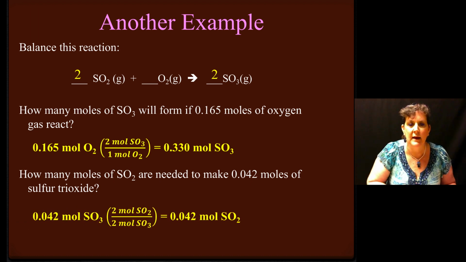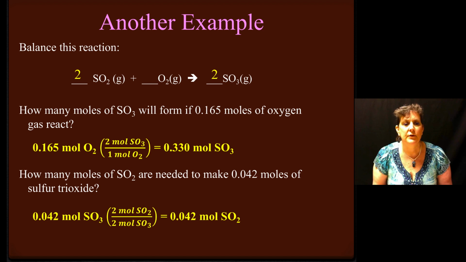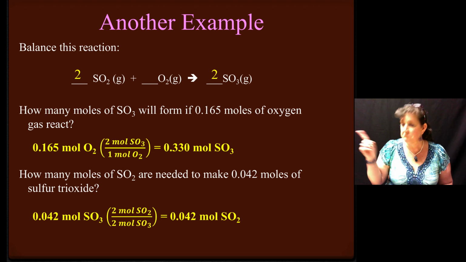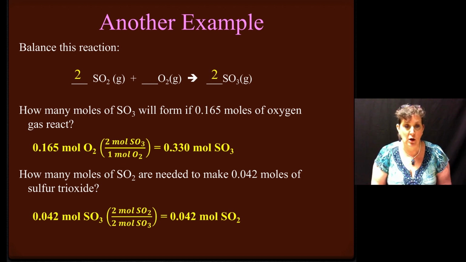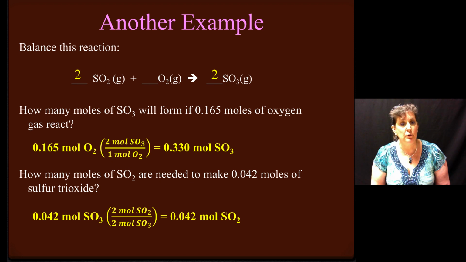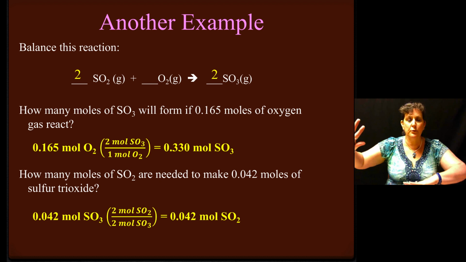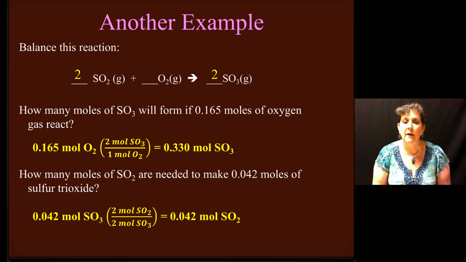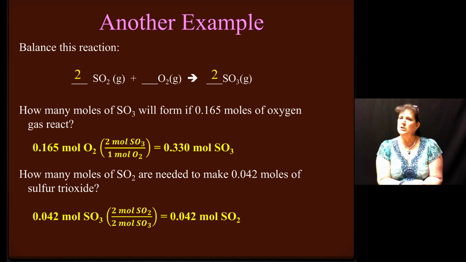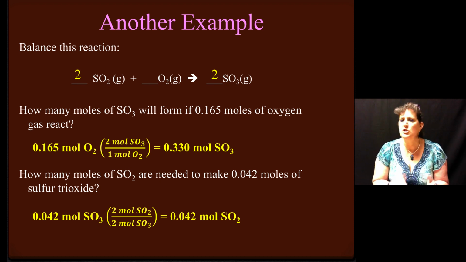All right, here is the answer. I hope you were able to get this. 0.042 moles of SO3 is what we start with because that's what was given. And the mole ratio is 2 moles of SO2 on top over 2 moles of SO3 on bottom. Moles of SO3 cancel out, and we're left with 0.042 moles of SO2. 2 sig figs. Good job. All right, now let's think about these questions. We're asking about moles, and we're starting with moles, and we have a mole ratio.